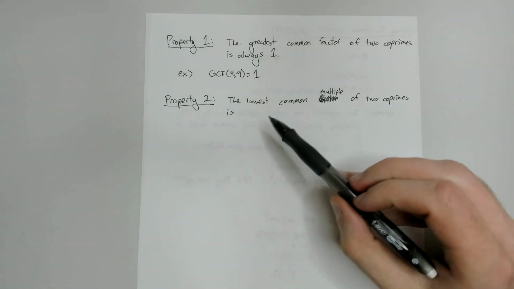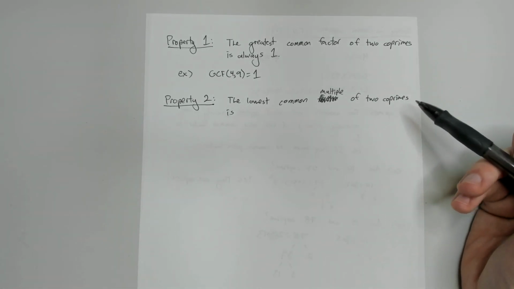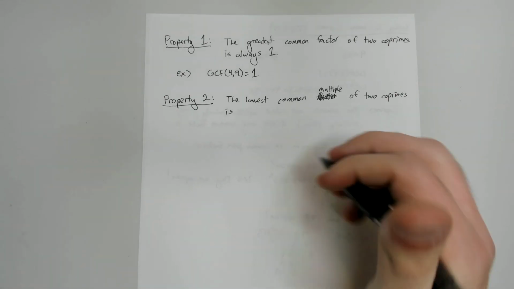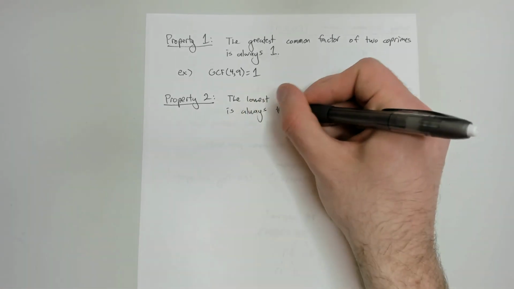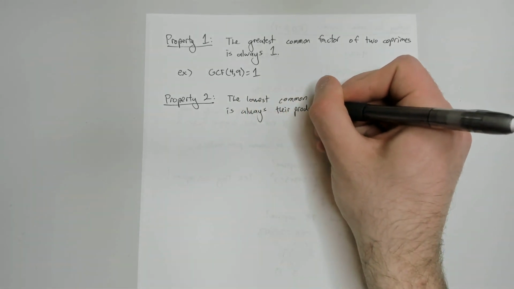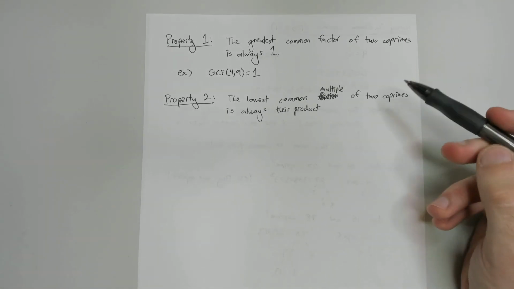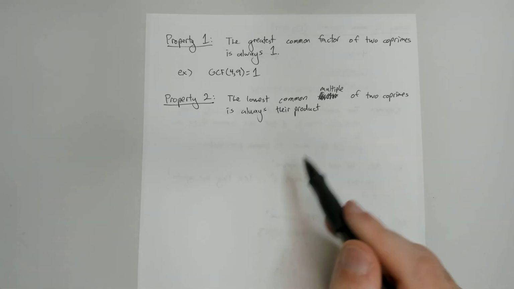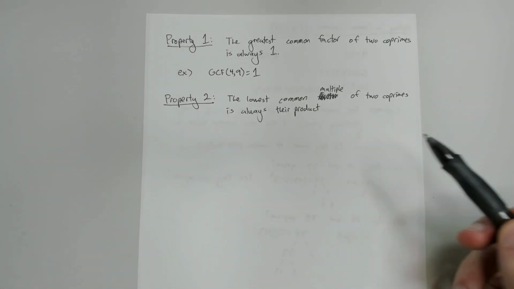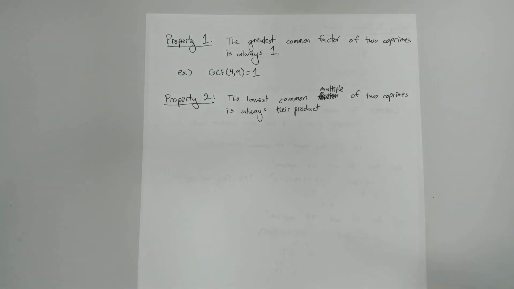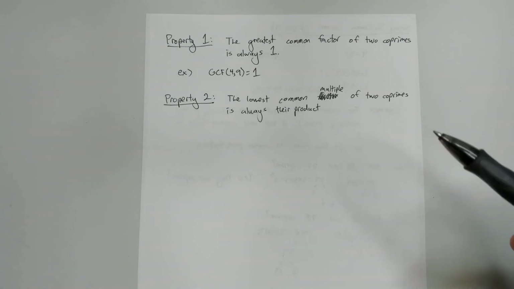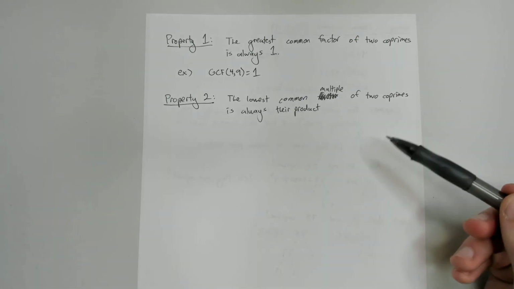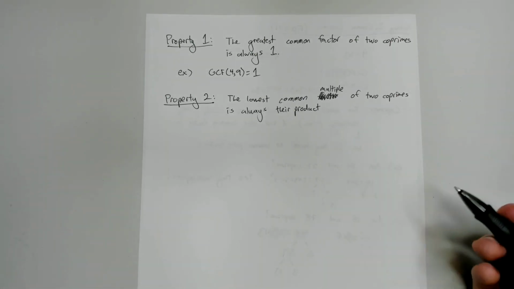The second property is about the lowest common multiple of two coprimes. I briefly mentioned it earlier, I believe, but can you figure out what the lowest common multiple of two coprimes is going to be? It's always their product. Always their product. So why is this the case? Well, the lowest common multiple is generated by multiplying all the prime factors together such that we remove any repeats. But since these two numbers are coprime, they have no common factors besides 1, which means they have no common prime factors, which means that when we write out the multiplication of their prime factors, all of them are going to have to be included.